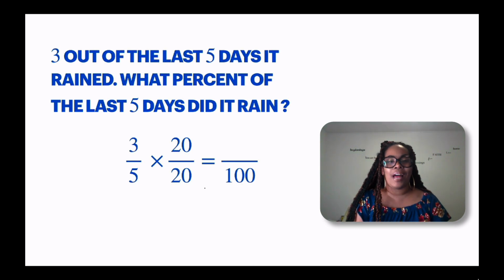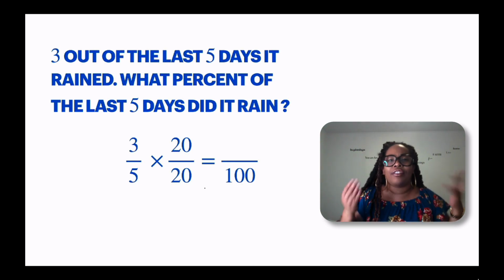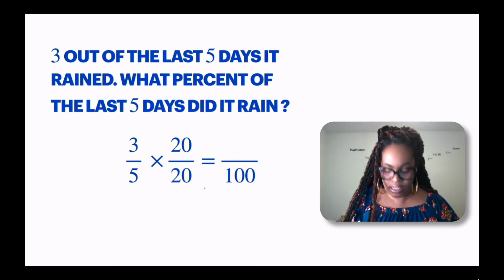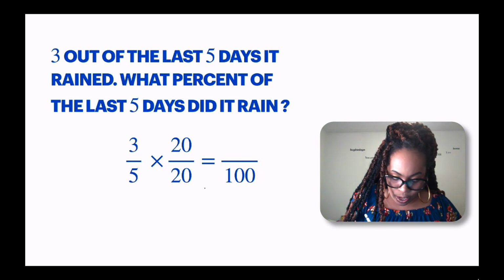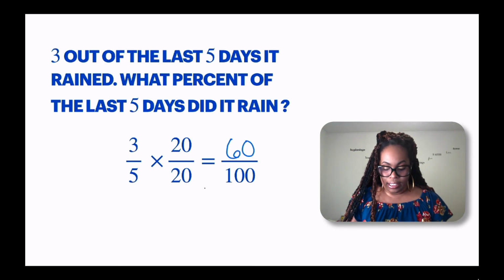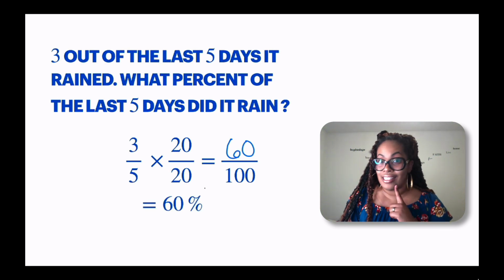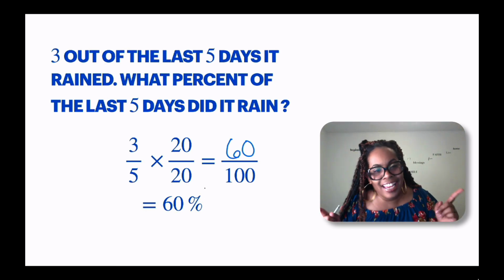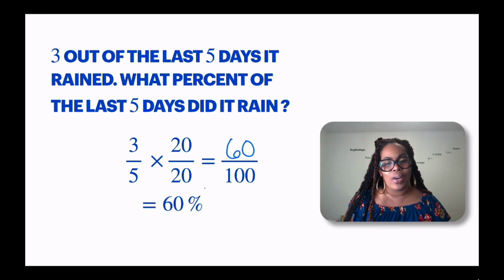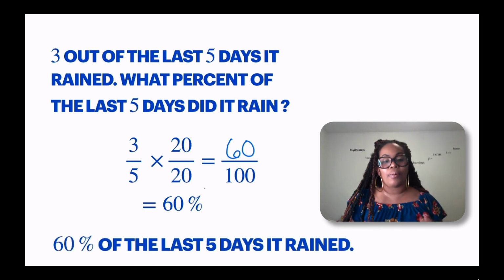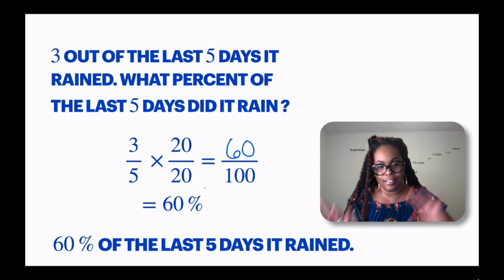Absolutely. We're going to multiply by 20/20ths in order to convert this fraction into hundredths. So we know that now our denominator is already set up to be 100ths, but what is 3 times 20? Well, that is 60. So now we know that it's 60 over 100, or 60 hundredths, and guess what that is, guys? That is 60%. Woo! You guys are on fire. So we always want to make sure we answer this question in English, because this is a real world problem again, right? So to answer the question, 60% of the last 5 days it rained.